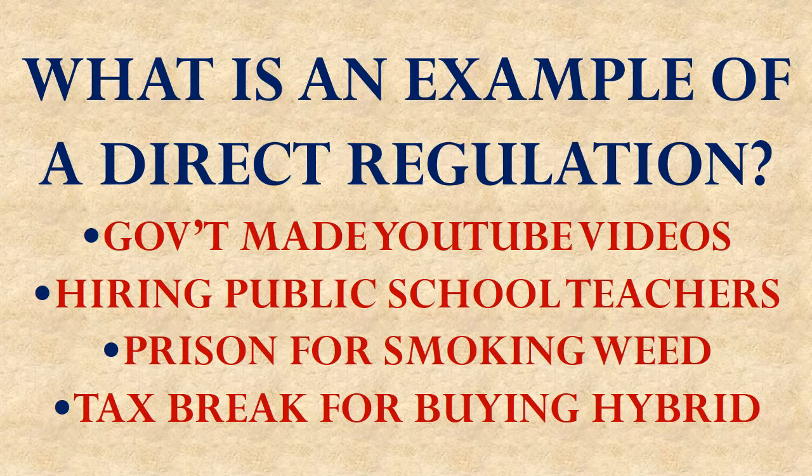What is an example of a direct regulation? Is it government-made YouTube videos, or hiring public school teachers, or prison for smoking weed, or a tax break for buying a hybrid? Well, it probably isn't that, because we already figured out that that's an incentive. Direct regulation is prison for smoking weed. In other words, the government has said marijuana is illegal, and we're going to throw you in jail if you do it. They are directly regulating your behavior rather than merely encouraging you to do what they want.